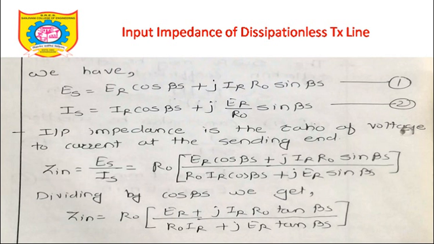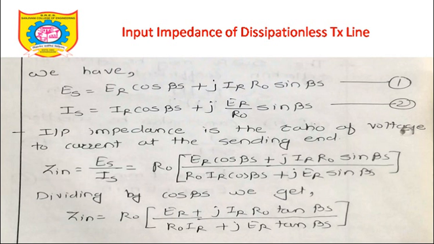Dividing each and every term of this bracket by cos beta S, the cos beta S gets cancelled, and I will be left with Z in equal to R0 times ER plus j IR R0 tan beta S, since sin beta S upon cos beta S turns out to be tan beta S, divided by IR R0 plus j ER tan beta S, once again with cos beta S cancelled. So this is the expression for input impedance.